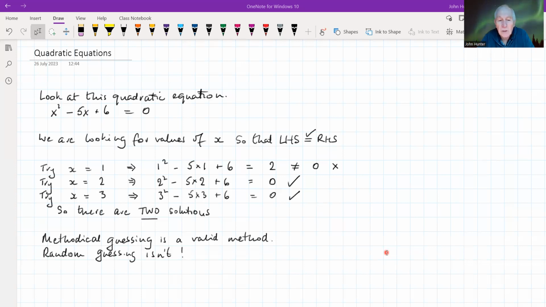But just to say that methodical guessing is actually a valid method of solving equations, including quadratic equations. Random guessing, like I've just done, isn't really a way that we would do it. It could be extremely time consuming, but methodical guessing is a valid method, and we tend to call it numerical methods or something similar to that.